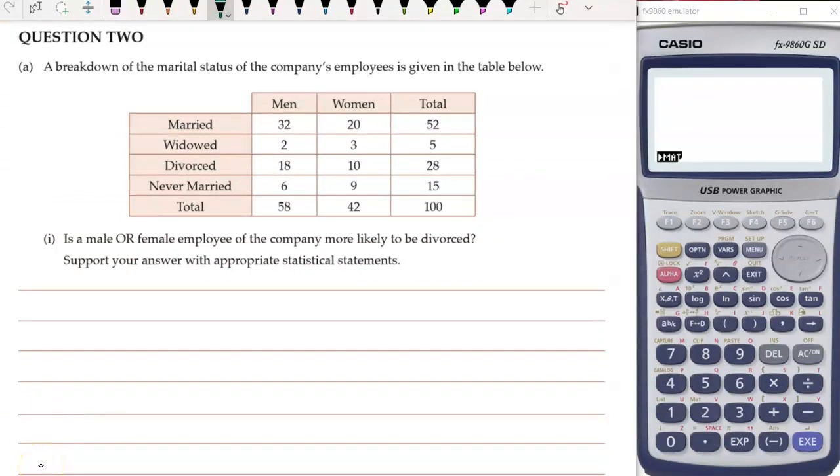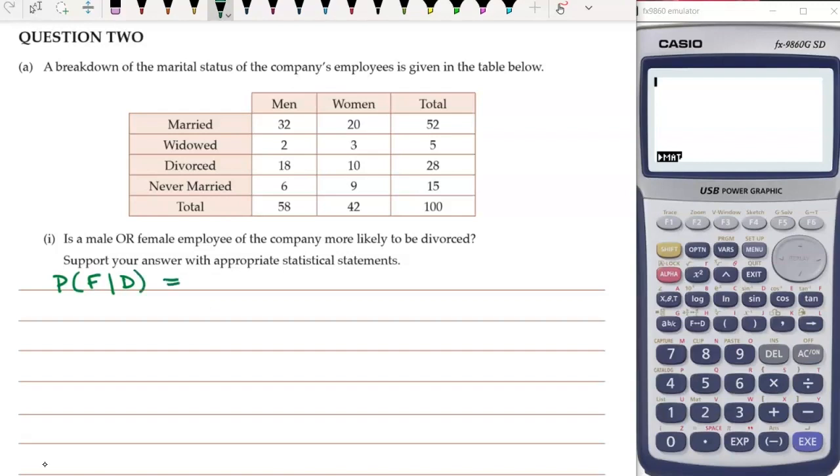Okay, question 2. We've got some information about men, women, married, divorced, whatever. Is a male or female employee of the company more likely to be divorced? So we need to compare those chances. What's the probability of being female given that they are divorced?